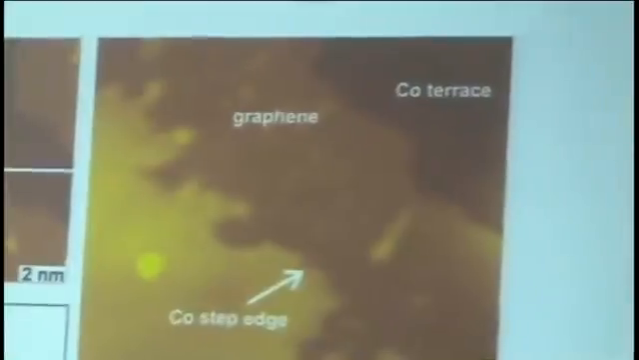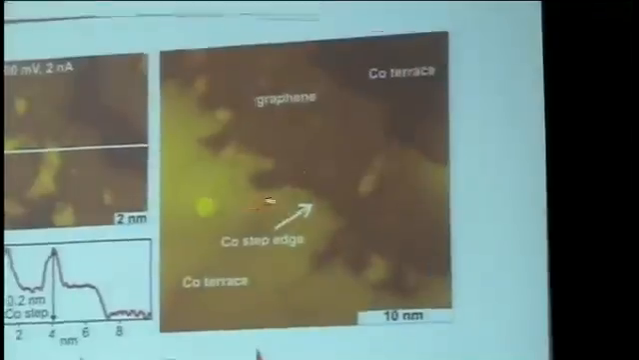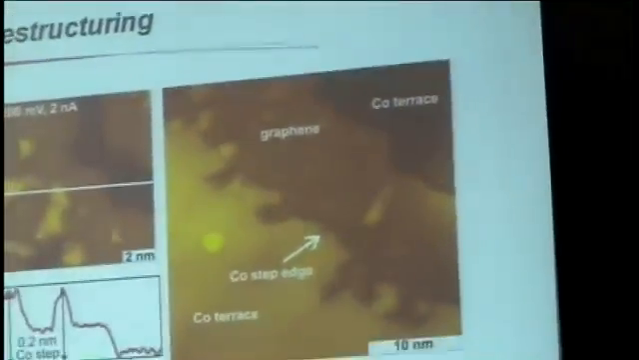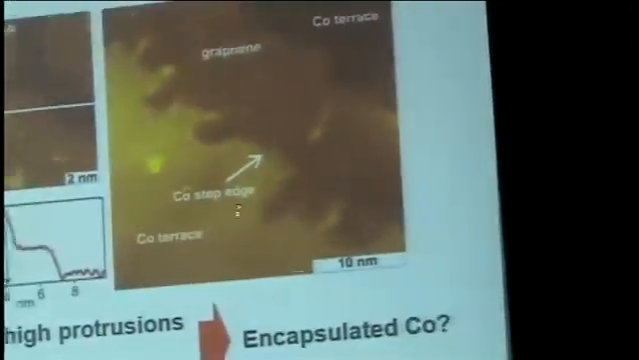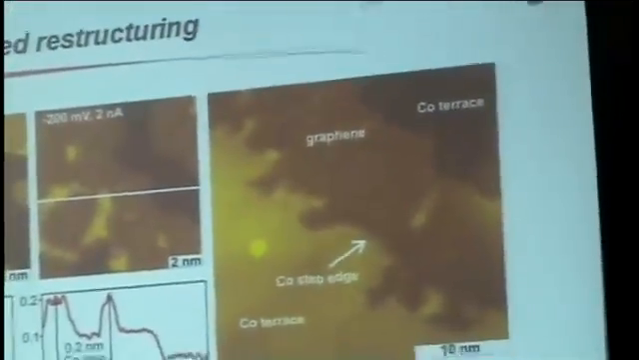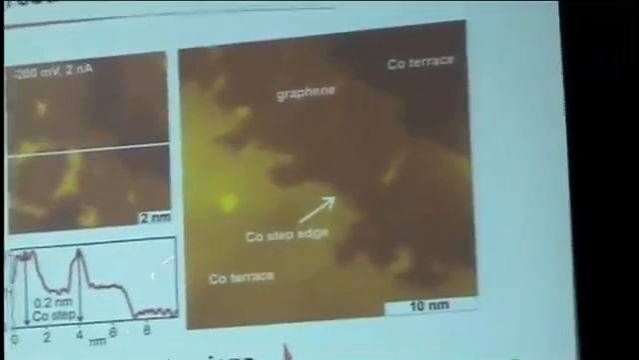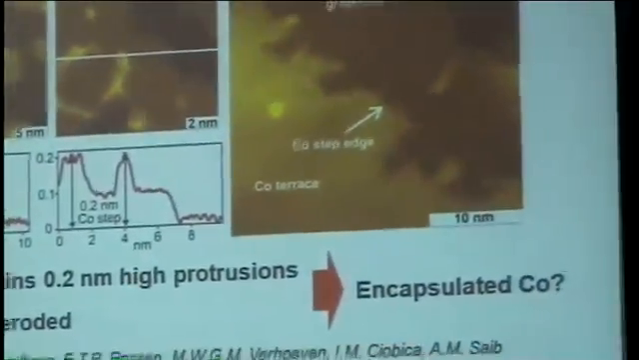Now in addition, if we look at the cobalt step edges after we've deposited graphene, we can see that they're not really straight anymore. They've become very corroded, as if atoms have moved away from the step edge. And that's actually how we explain this. We say, okay, during the growth of the graphene, cobalt atoms move from the step edge and get trapped by the growing graphene. And that's what these defects are about. So this is of course a much more severe roughening effect than what we observed by atomic carbon.